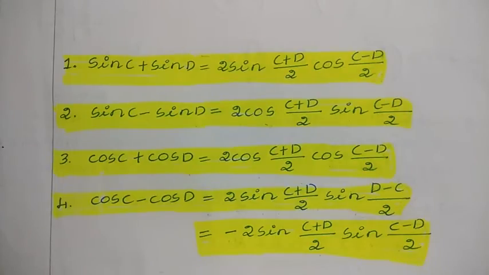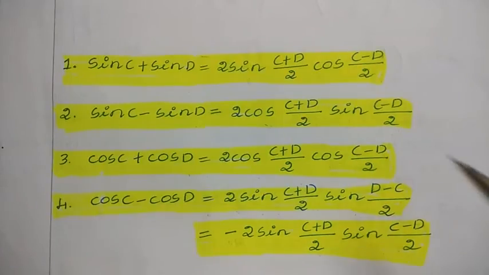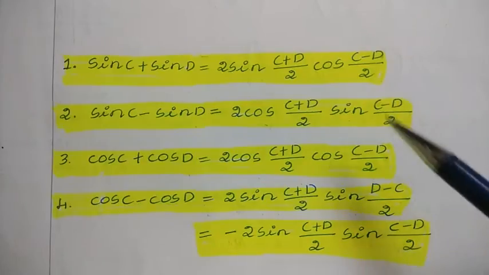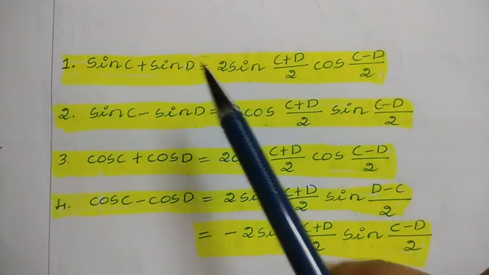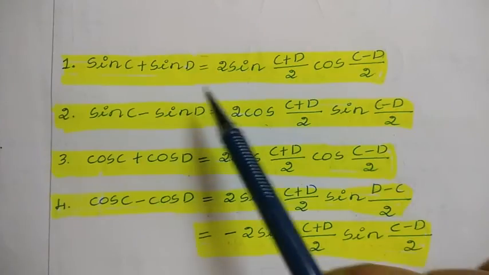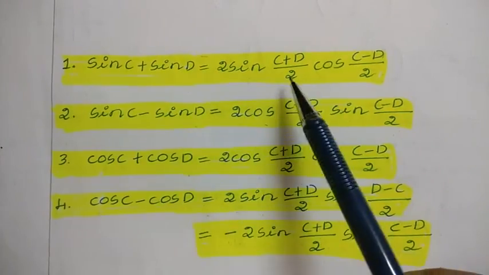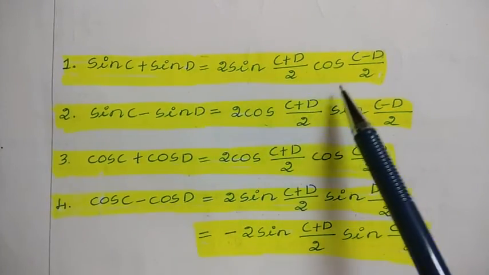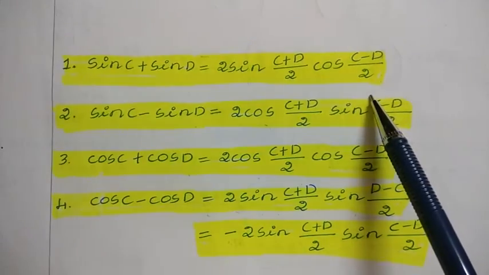In this video, I'm explaining the solution of exercise 3.3, question number 11 to 15, chapter 3, Trigonometric Functions. Before solving the problems, let us see some of the trigonometric identities or formulas which we can use while solving the problems. First one is sin C plus sin D is equal to 2 sin (C plus D) divided by 2 cos (C minus D) divided by 2.